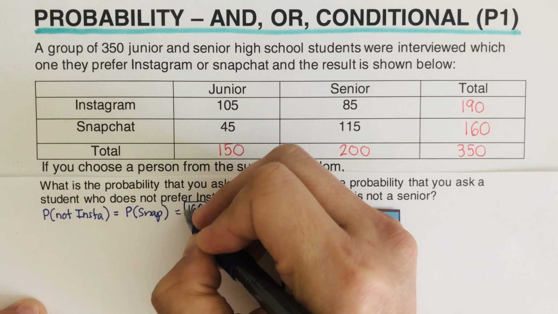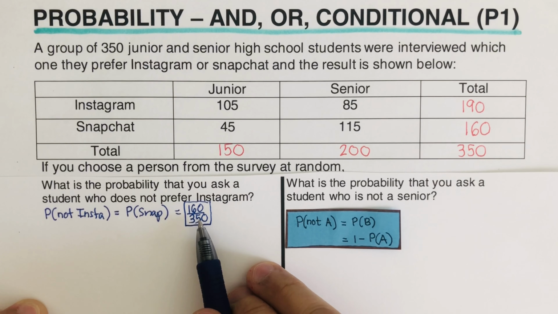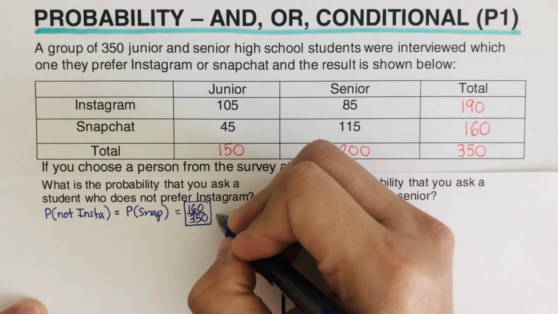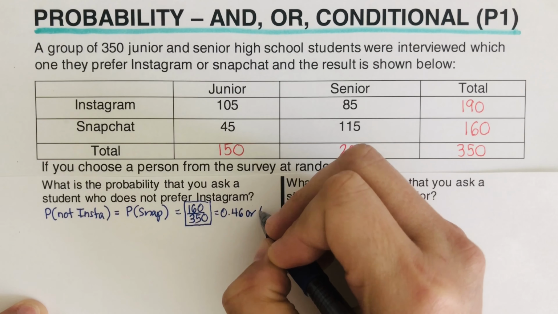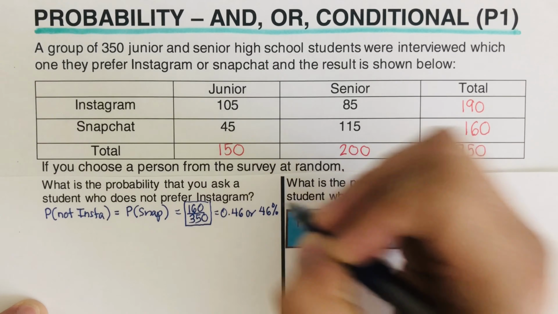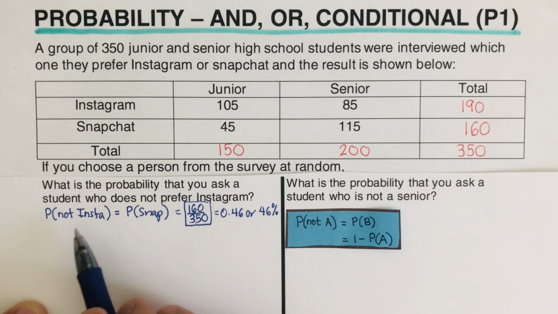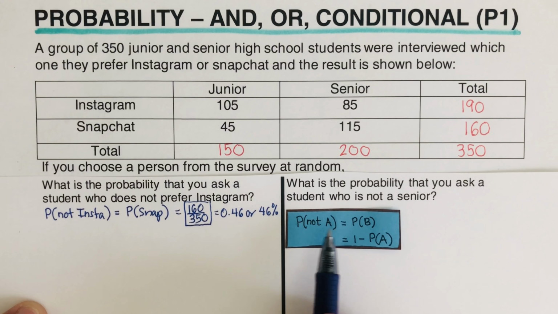So you can have this as your final answer, or you can divide it to get the decimal version for this, and that should equal 0.46 or 46%. So 46% of the students, or of these 350 students, don't prefer Instagram, because they prefer Snapchat. So that is what this is trying to tell us.